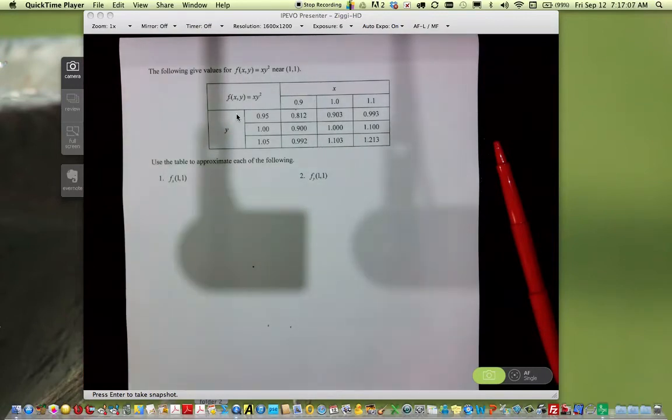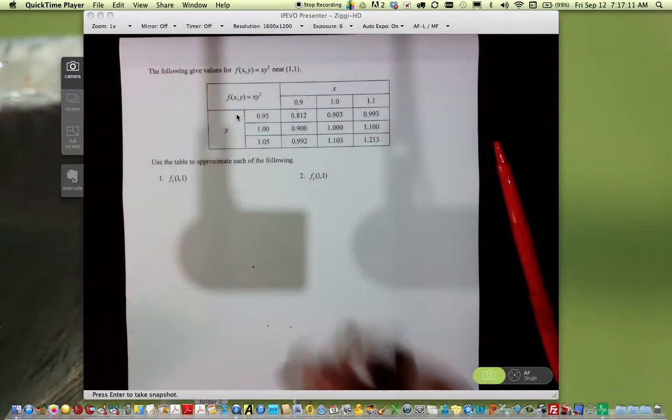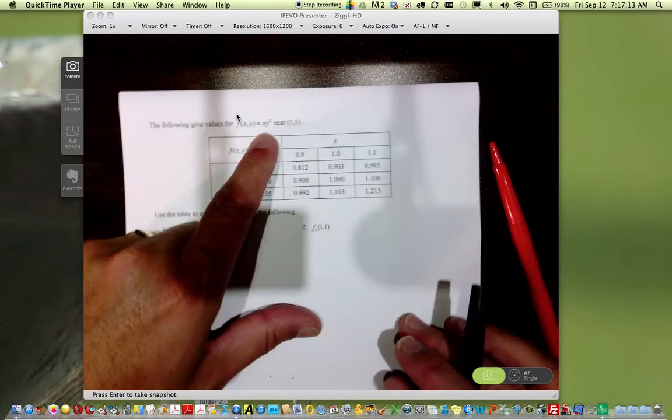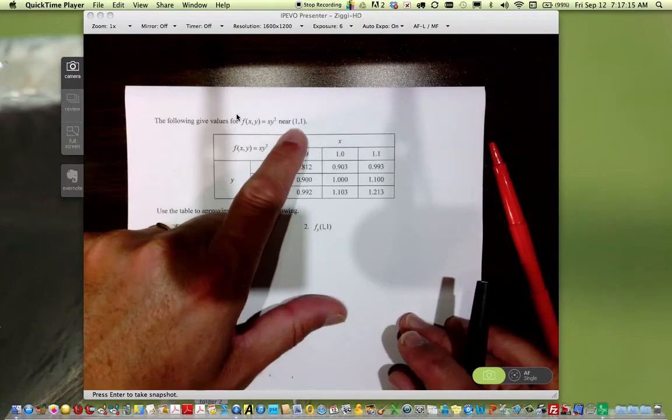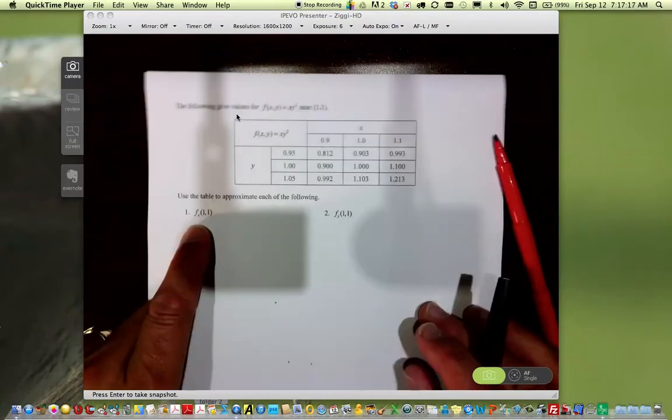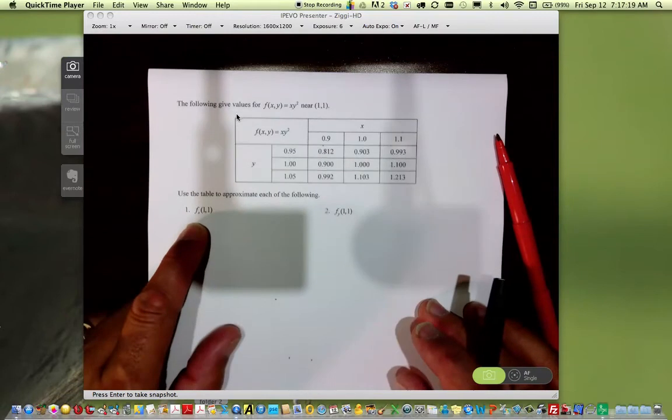Okay, so here is a function. f of x, y is equal to x times y squared. And what we want to know is, what is the partial derivative with respect to x at (1, 1)?